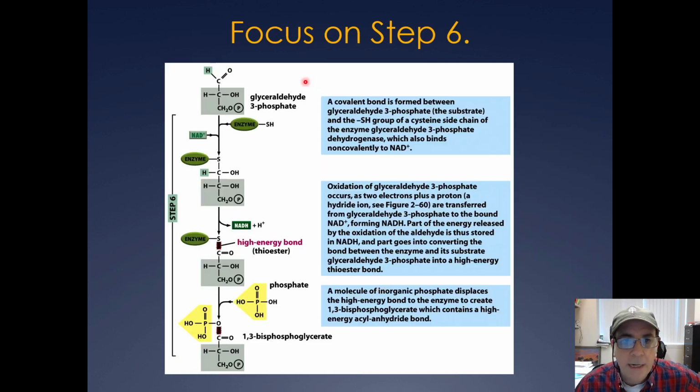So if we take a closer look at it, here you have the glyceraldehyde 3-phosphate, and with the free sulfhydryl on the enzyme, it forms a covalent bond. In the process, this oxidized NAD gets reduced, and then you have this high energy thioester bond, and a phosphate comes in and can displace that, so you're left with 1,3-bisphosphoglycerate. In this case, you're releasing reduced NADH.